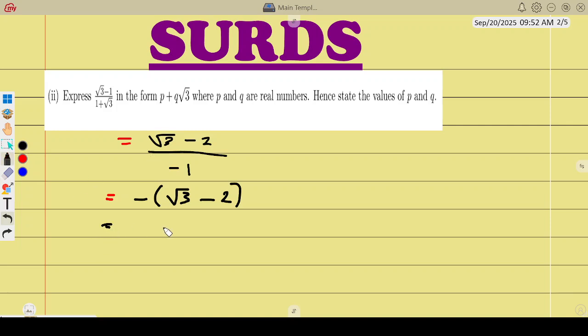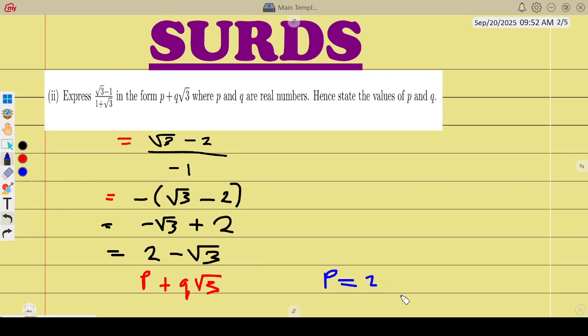So this would now look like this: negative root 3 minus 2. Oh, here plus, negative and negative there plus. So our final answer is like this. And then they said we express this in this form: P plus Q root 3. So here you can see already that P is just 2.